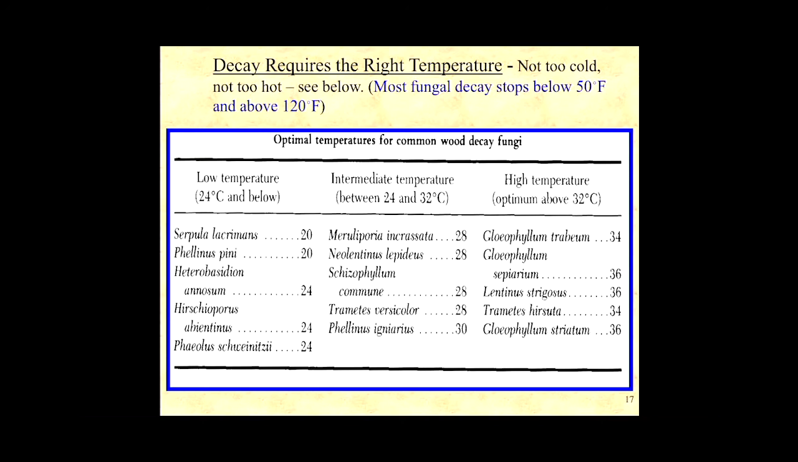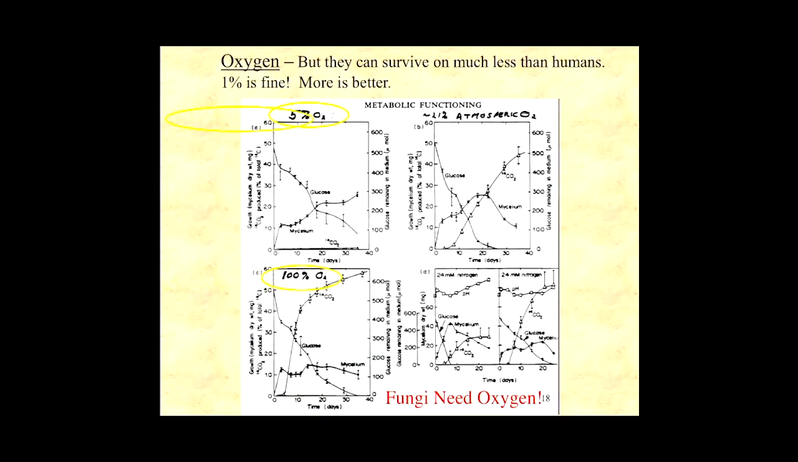Will you get decay in that attic in the winter? Yeah, maybe, because it will probably be the right temperature, maybe 60 or 70 degrees even. But only if it's the correct moisture content. So you have to have a leak in the roof of that attic to cause moisture to get in there, in addition to having the right temperature. And then oxygen. Yes, a very complicated graph that we are not going to go into.